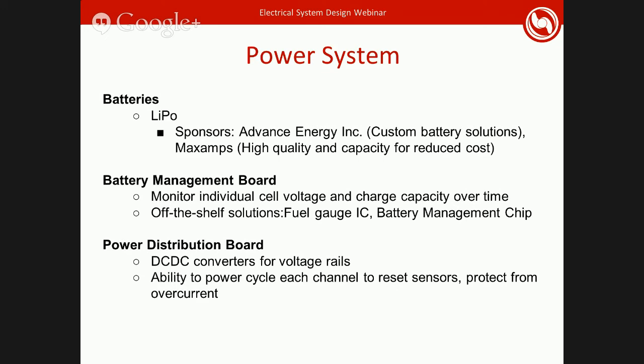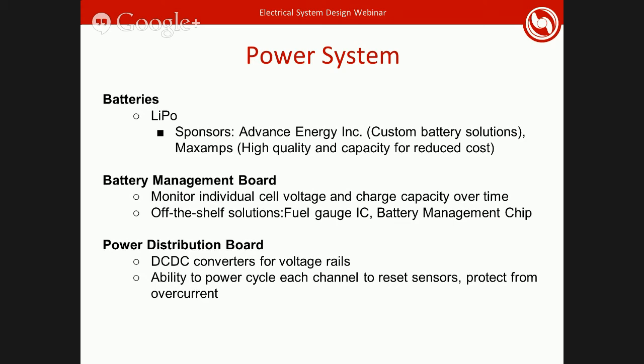Just a disclaimer, lithium polymer batteries are fairly expensive. So that's always something to keep in mind, again, cost. And then Max Amps we use because they have a really great variety, high capacity, high quality, and usually they sell it for slightly more reasonable, but again, it's still pretty expensive.